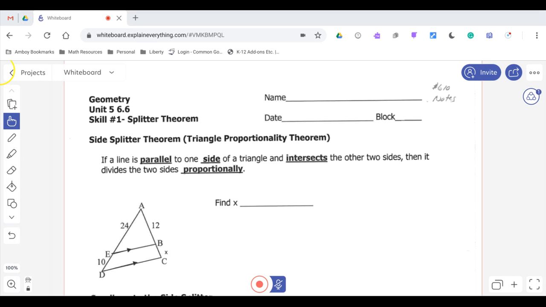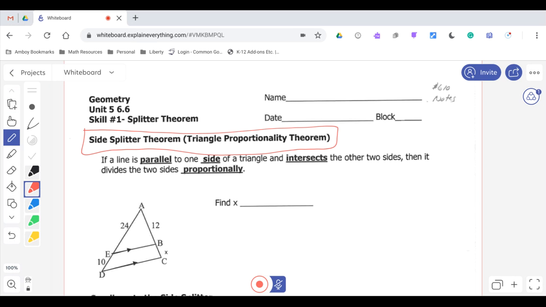So the first one is going to be called the side splitter theorem, which has to do with triangles getting split, or their sides getting split. So if a line is parallel to one side of a triangle and intersects or splits the other two sides, then it divides those two sides proportionally.